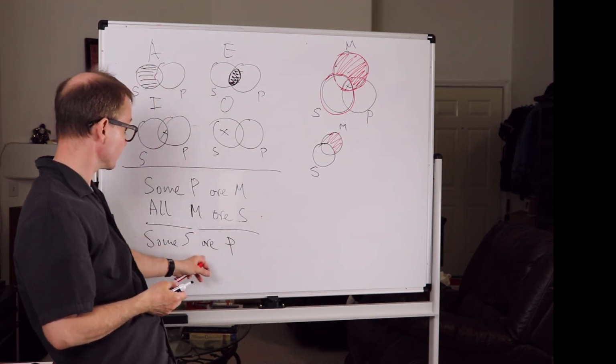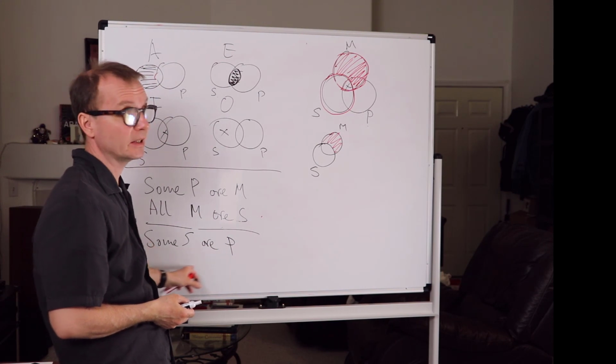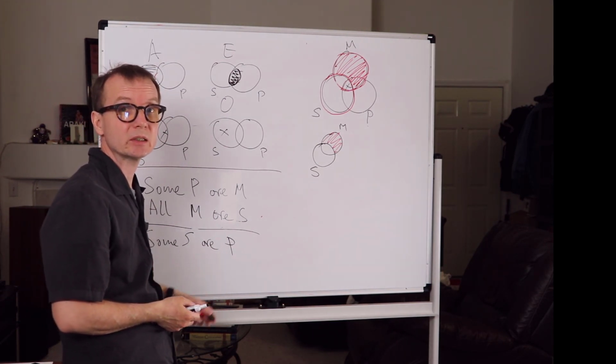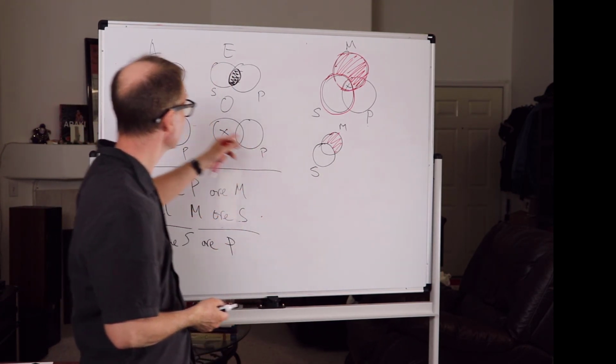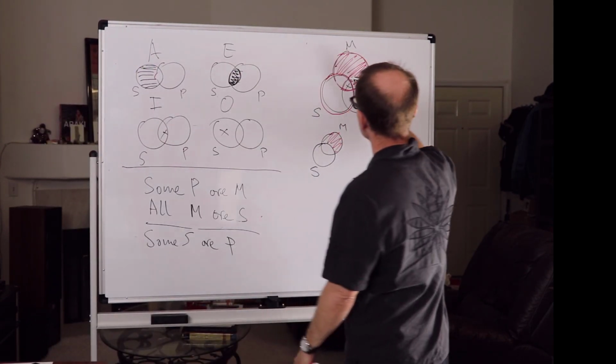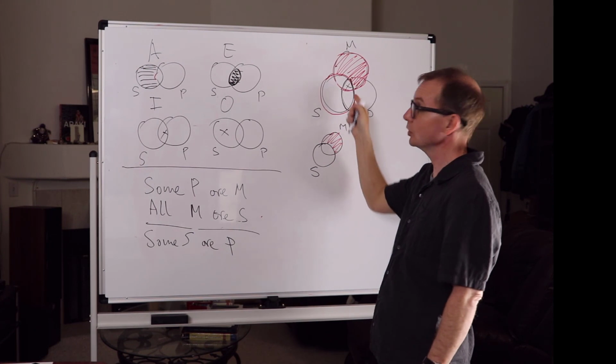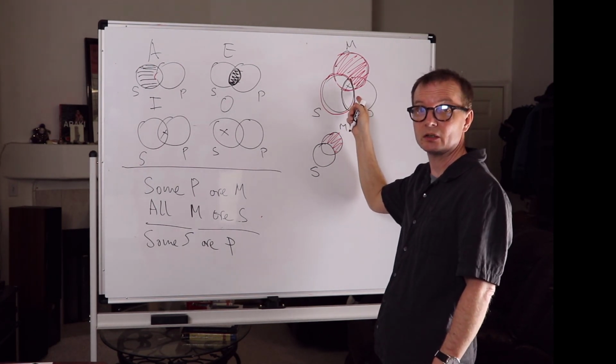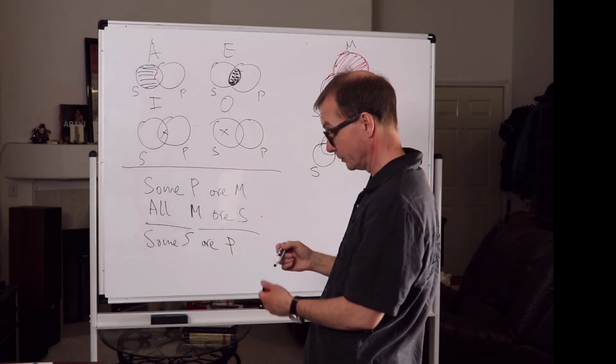Now when you look at the conclusion, some S are P, that actually helps you tremendously, because is it supported? This is what you need. You need an X in this area here. And look, you do actually have this X here. So this is again valid.